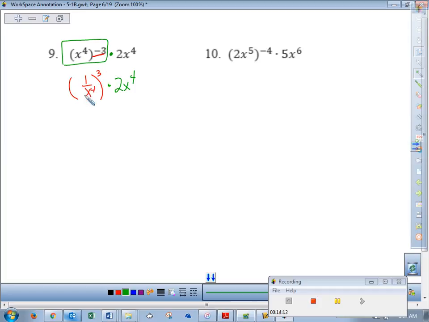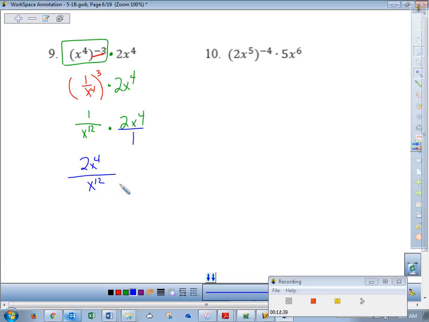Now you cube each one of these. 1 cubed. And x to the 4th cubed is x to the 12th. Then you got to take it times 2x to the 4th. I will make that a fraction real quick so I can multiply them together. And that is really 2x to the 4th over x to the 12th.